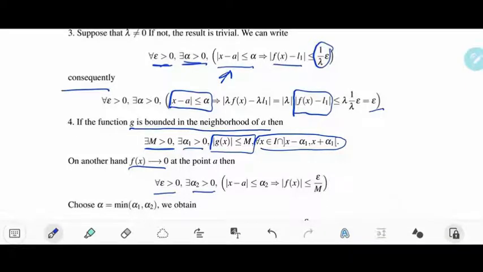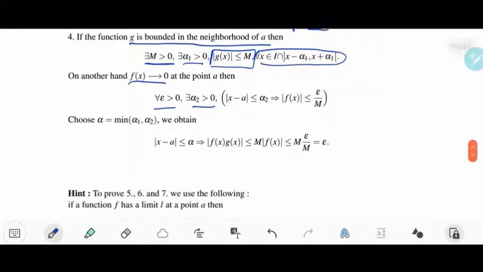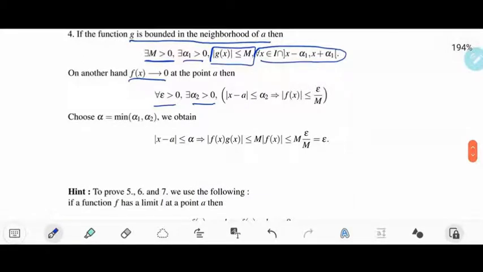I take epsilon over n because at the end I will be multiplying by m in order to have epsilon at the end. So we choose alpha as the minimum between alpha 1 and alpha 2, so both properties are satisfied. Then if |x minus a| is less than alpha, the product f times g is less than m from one side and epsilon over m from the other side. Simplifying m, I will obtain epsilon.